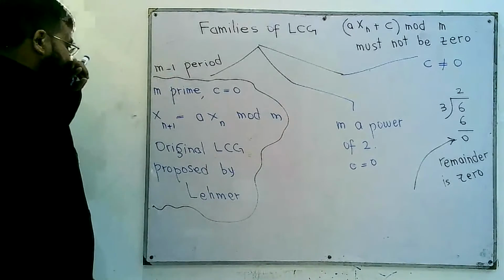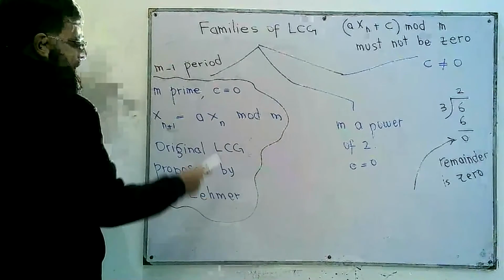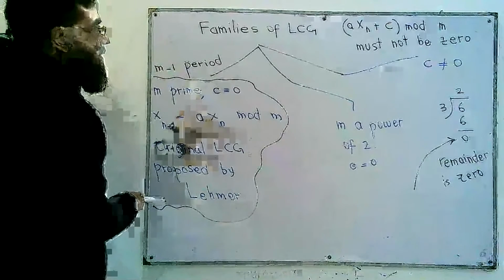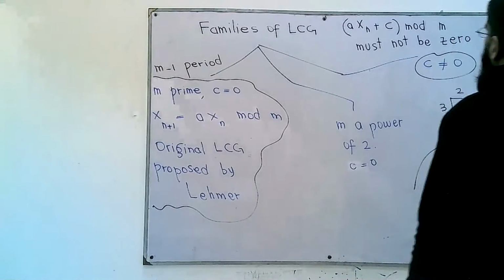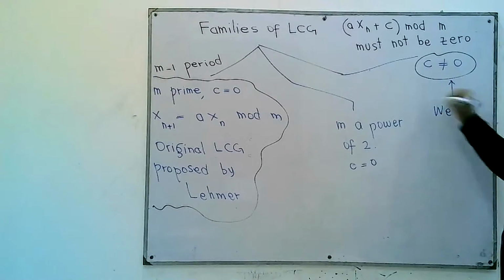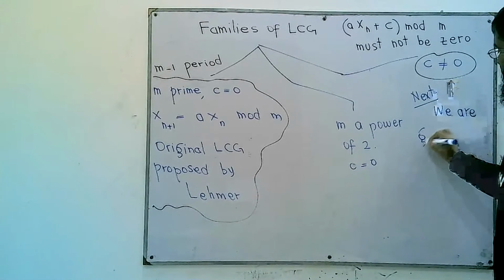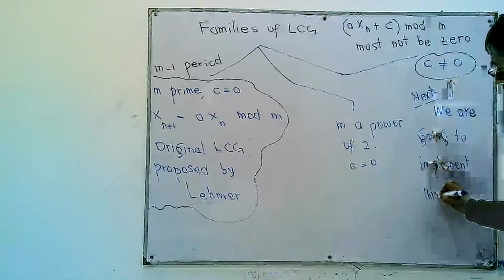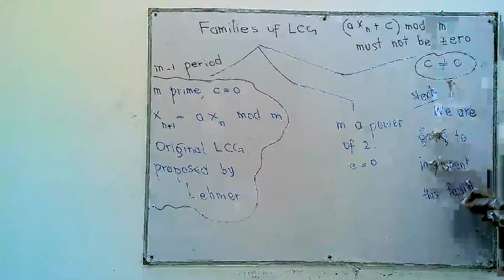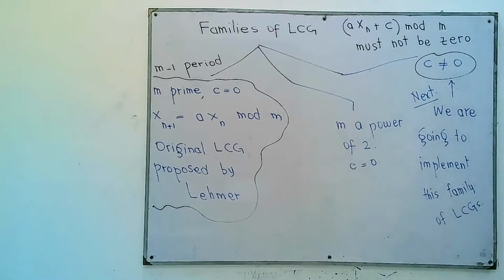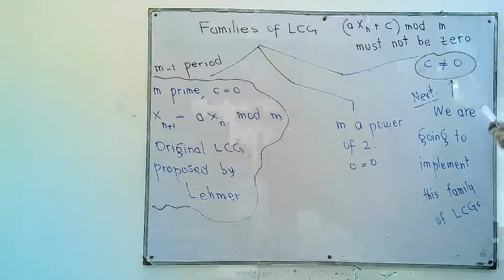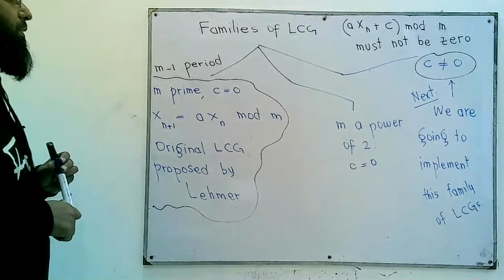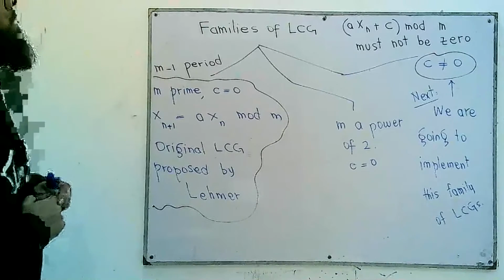And this is the original by Lehmer. We'll put c equal to 0, we'll select an m, we'll select an a, and we will implement this. We can also do it where c isn't equal to 0, select any value of c. So actually we will first implement this family of LCGs in the next section, and then we will try to implement the other as well. In the next part we are going to see 2 Python simulations. One of them is using the middle square method and the other is for this third family of the LCG.